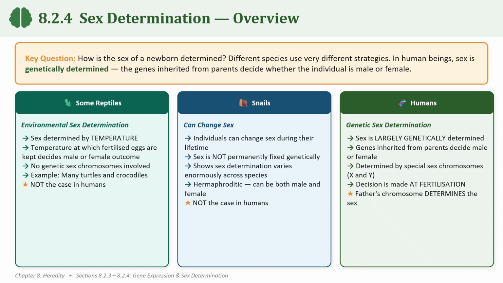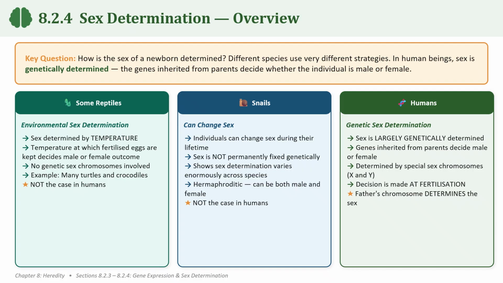Let's see the sex determination overview. Generally, different organisms determine sex in different ways. In some organisms, environmental conditions decide the sex, whereas in human beings, it is not determined by environmental or other factors. It is purely based on the genetic makeup. So let's have some examples.